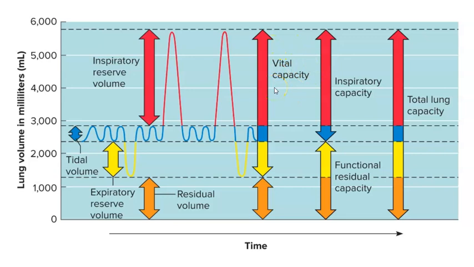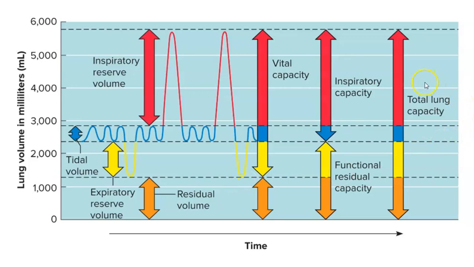So the vital capacity is the sum of your tidal volume plus your expiratory reserve volume plus your inspiratory reserve volume. So see that? Tidal volume plus expiratory reserve volume plus inspiratory reserve volume. All three of those together make the vital capacity. If you wanted to measure your vital capacity, you could take the largest breath that you can and then exhale all of it. When you do that, that would be your vital capacity.